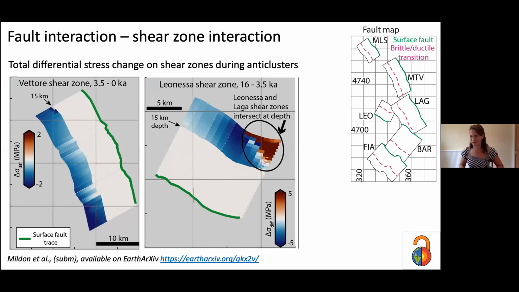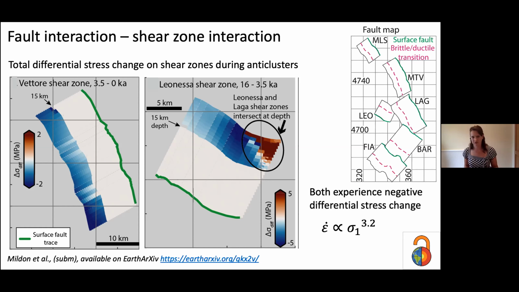I'm aware I'm slightly running out of time, so I'm just going to talk very broadly. This is the total differential stress change on the shear zones underneath the Vetri and the Leonessa faults during the time that they're not moving. And what we see is that both of them are negatively stressed. And if you've got a negative differential stress change, because that's proportional to the strain rate, what you would expect to see is a reduction in the strain rate as well.